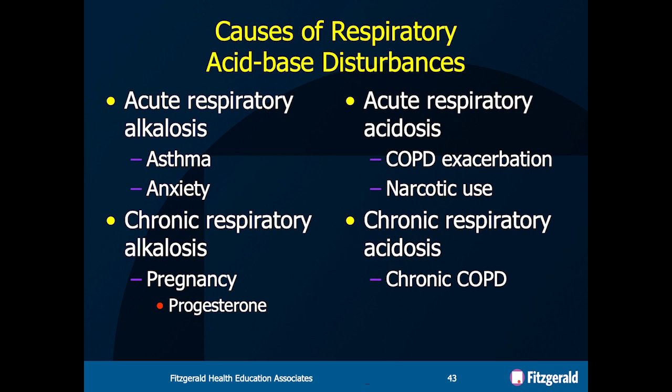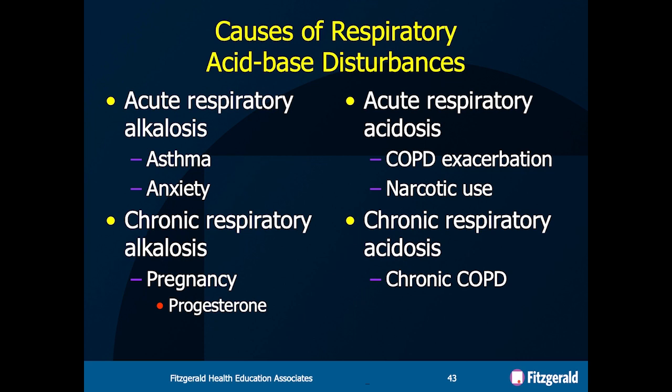Causes of respiratory acid-base imbalances. Acute respiratory alkalosis can be caused by asthma, can be caused by anxiety, right? We're blowing off CO2. You are constantly blowing off in asthma or anxiety type states. You might become hyperventilatory, tachypneic, you're blowing off all that extra CO2, and now you're putting yourself into an acute respiratory alkalosis.